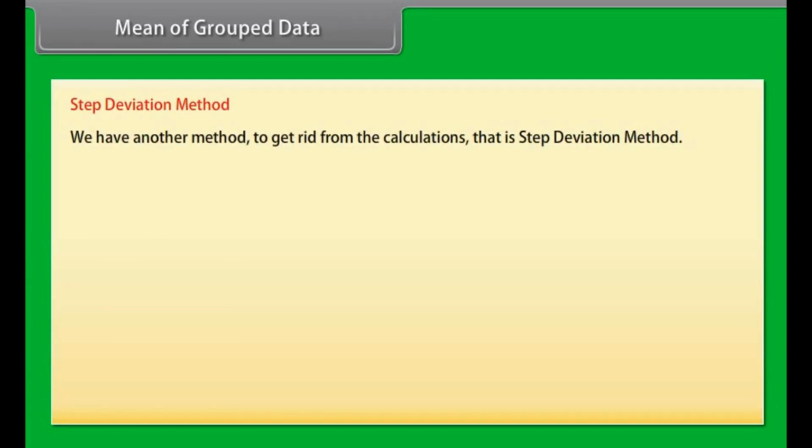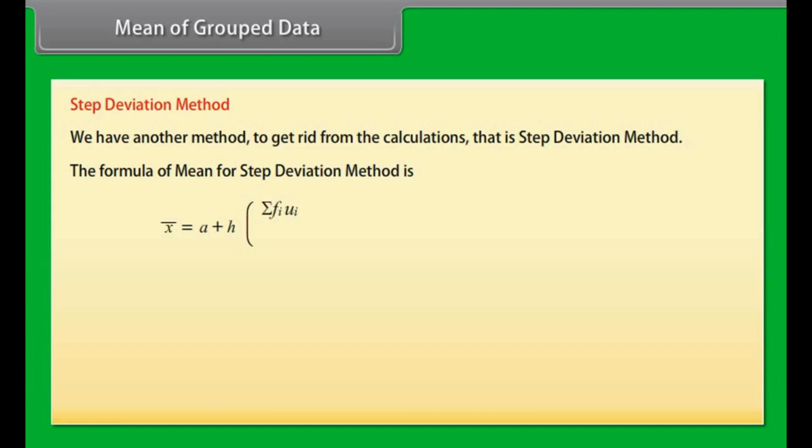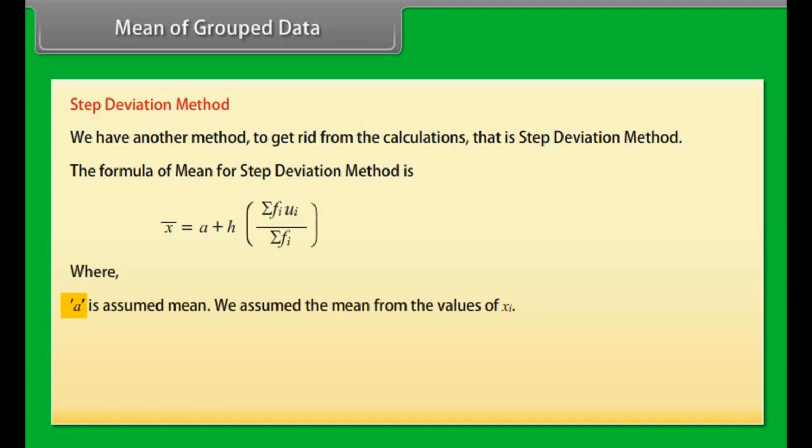Step deviation method. We have another method to get rid of the calculations, that is step deviation method. The formula of mean for step deviation method is x bar equals a plus h multiplied by summation of the product of fi and ui divided by summation of fi, where a is the assumed mean. We assume the mean from the values of xi. h is the class size. ui is equal to xi minus a divided by h.